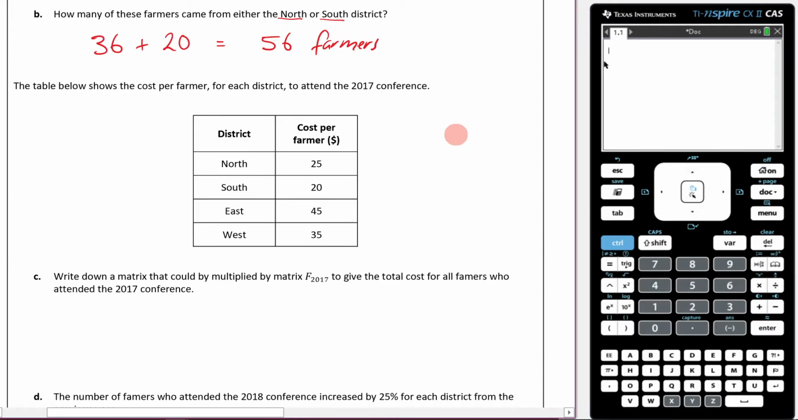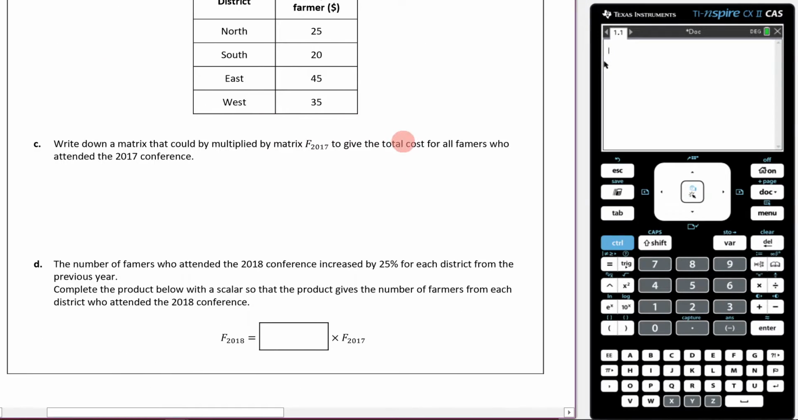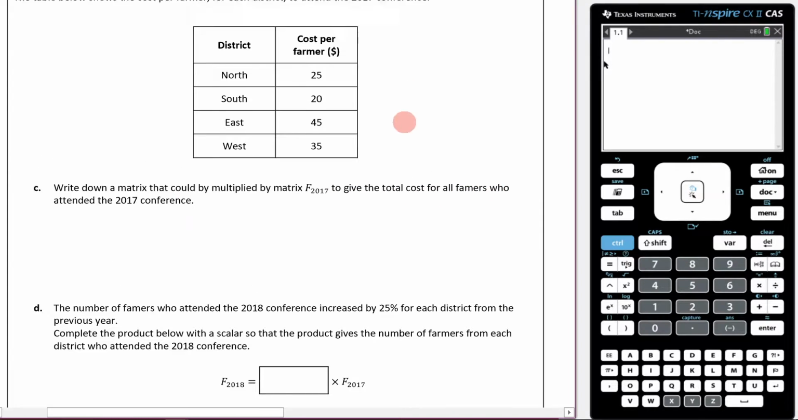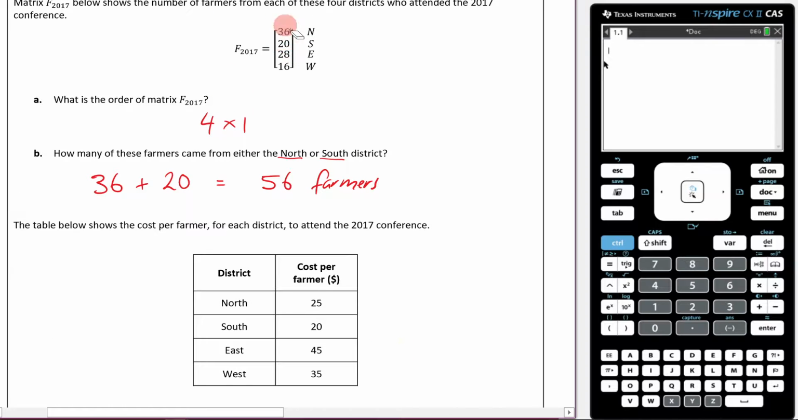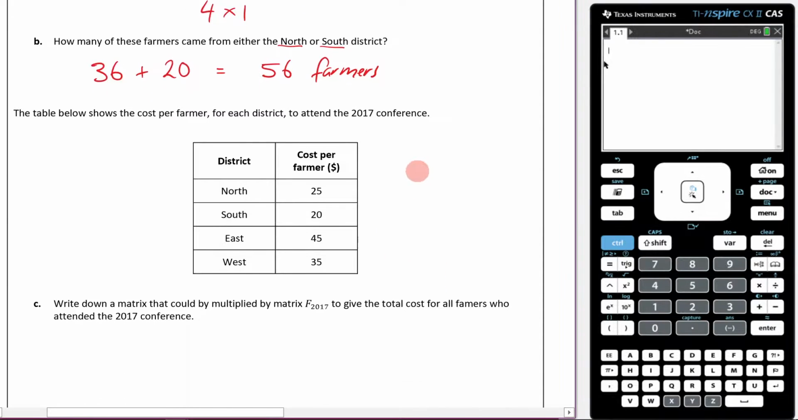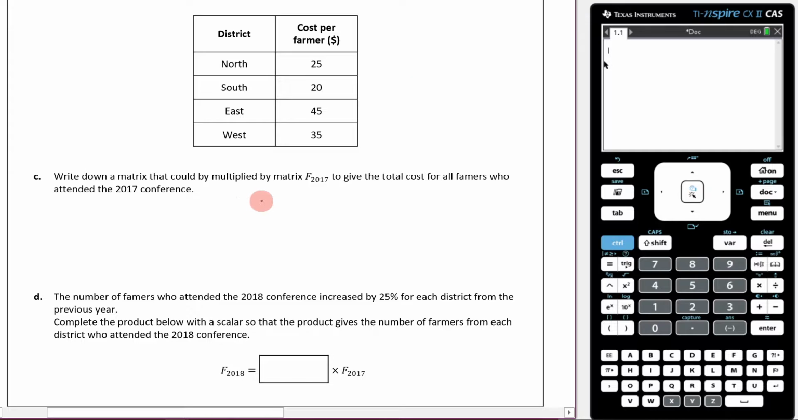We keep on going. The table below shows the cost per farmer for each district to attend the 2017 conference. So as you can see, the cost per farmer is $25 for someone from the North, 20 South, 45 East, 35 West. It says, write down a matrix that could be multiplied by matrix F 2017 to give the total cost for all farmers who attended the 2017 conference. So we need to figure out what matrix we could multiply this by in order to figure out the total cost. This is where it's really important for you to consider the order.